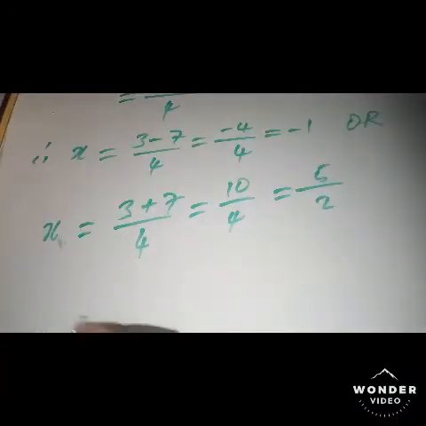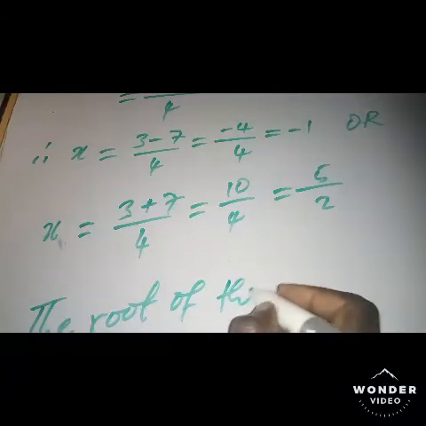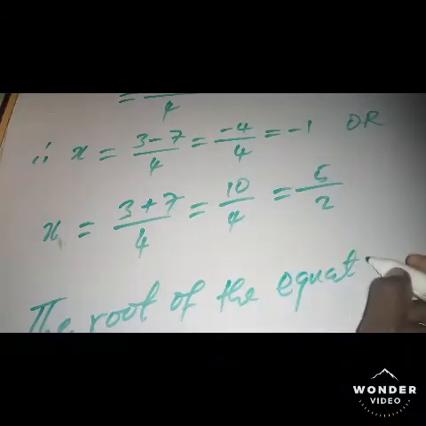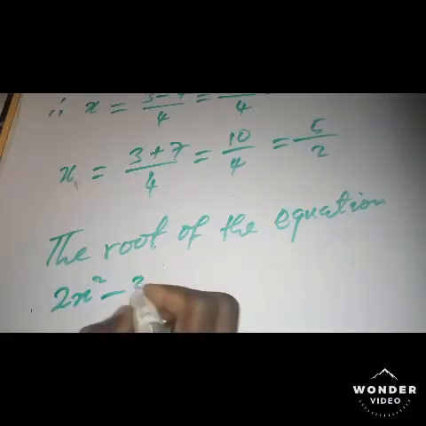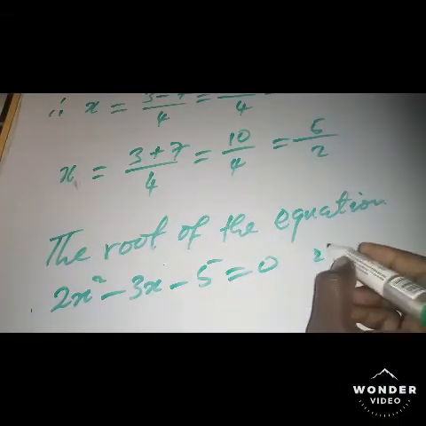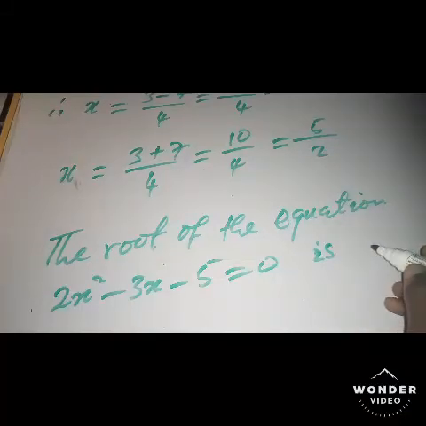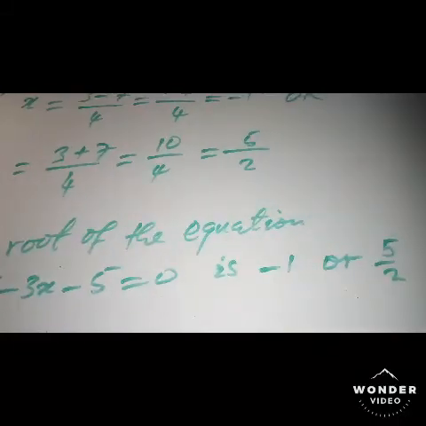Therefore, conclusively, the roots of the equation 2x squared minus 3x minus 5 equals 0 is either -1 or 5 all over 2, which is the solution of the equation.